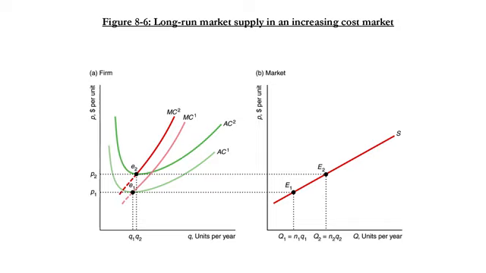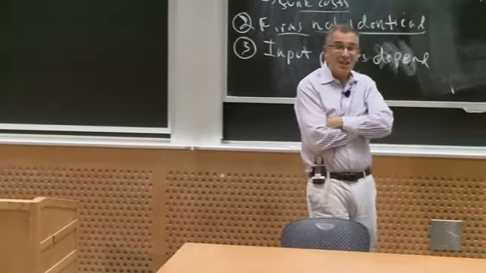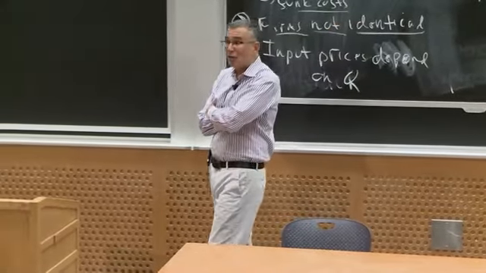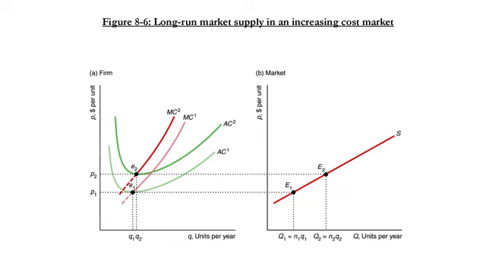So basically, when I was producing before, I was at MC1 and AC1. I was producing at little q1 at price p1. Now I want to produce more. I want to produce little q2. To produce little q2, I've got to raise the wage. If I raise the wage, that raises my marginal and average costs. So I shift to the new MC2 and AC2. And my costs are higher.